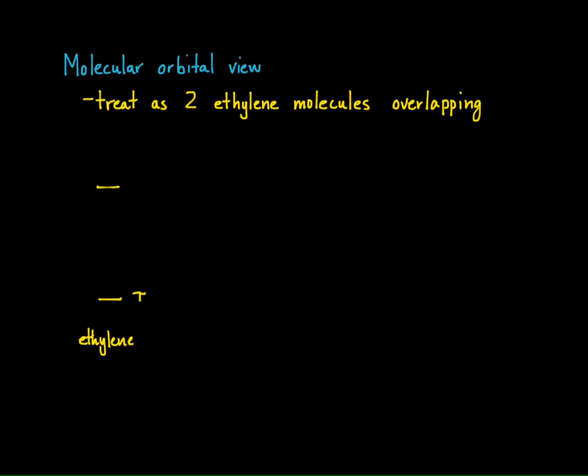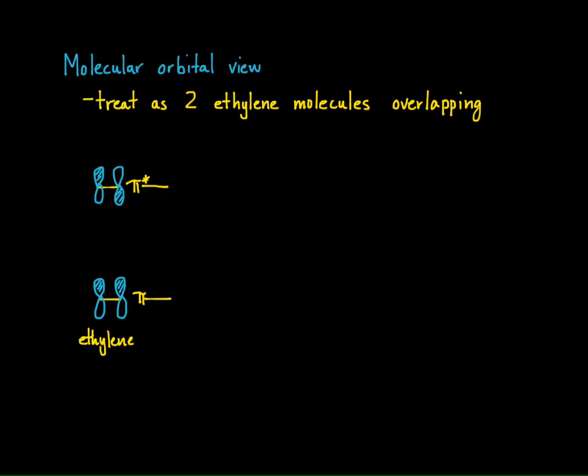Thinking about the molecular orbital view might be a little bit more complicated, but we can simplify things quite substantially if we think about treating that conjugated double bond as two ethylene molecules that are actually overlapping with one another. So all I'm doing is looking at the pi system, I'm not really concerned about the sigma system in this scenario. So all I'm going to focus on is looking at the pi system. So if I think about ethylene for a second, I know that ethylene has a pi orbital and it has a pi star antibonding orbital.